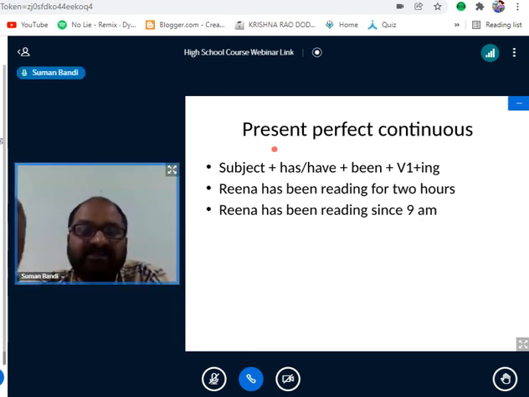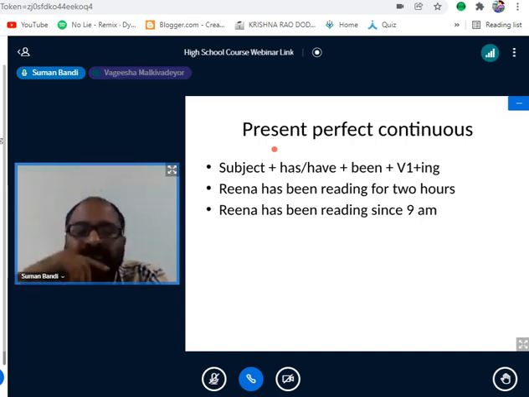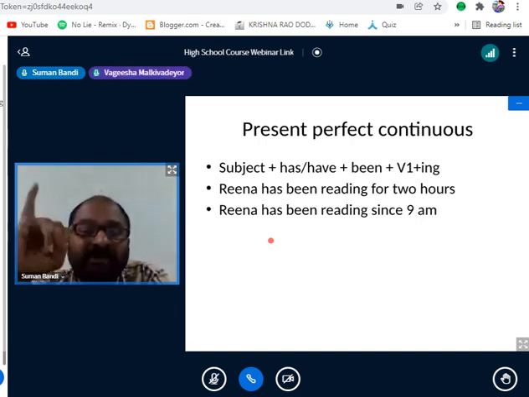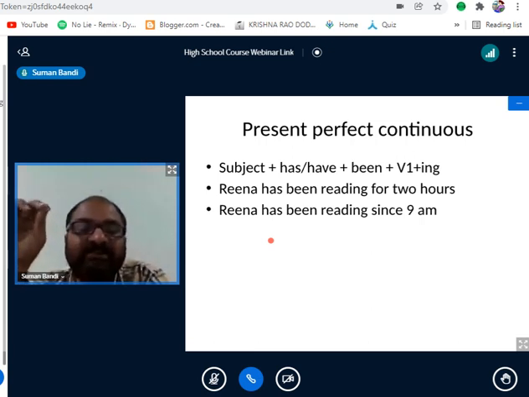Perfect continuous tense indicates duration. Remember, duration. What do you mean by duration, time duration? How long. So, how long an action has been going on. In English, duration is expressed using these two words, for and since. For period of time, since point of time. So, when a duration is expressed using point of time, use since. When duration is expressed as a period of time, use for.